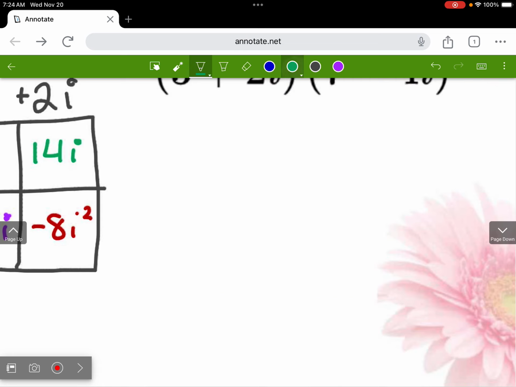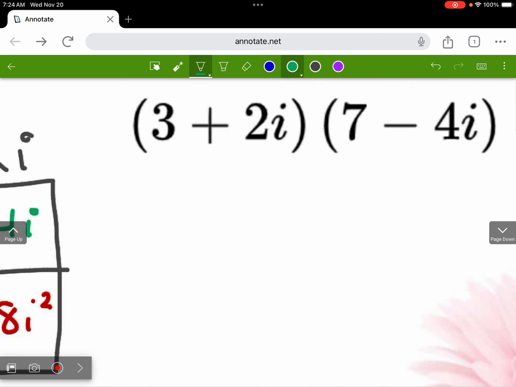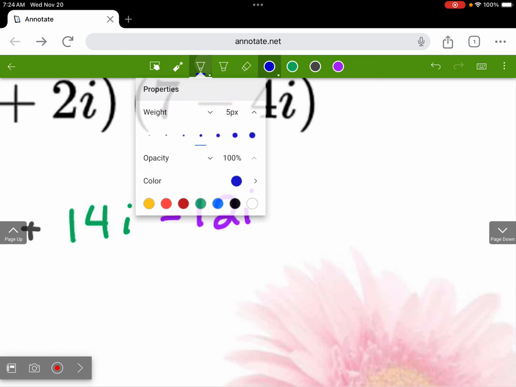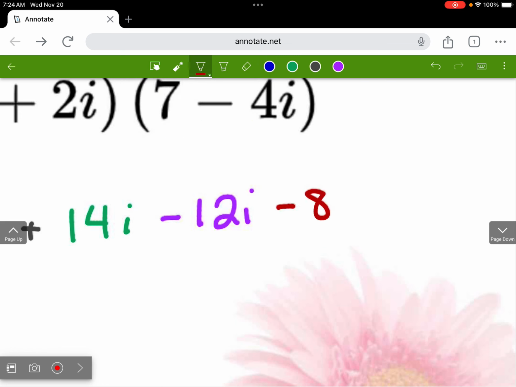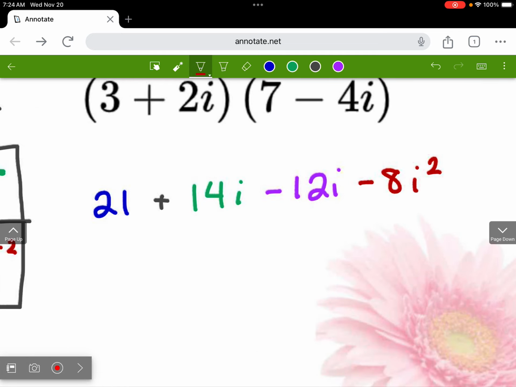So I'm going to pull everything out and line them up so we can start combining things together. So we've got our 21 plus 14i plus -12i, plus -8i squared. Slow down, be careful. Because now we can combine some like terms together.